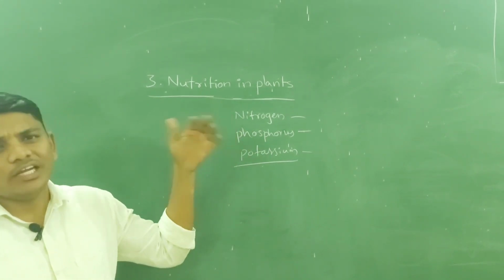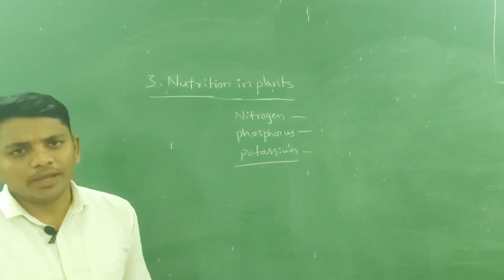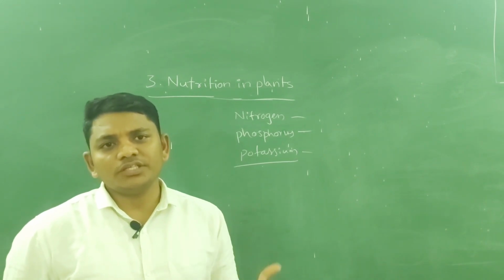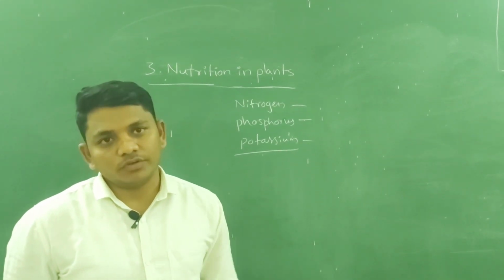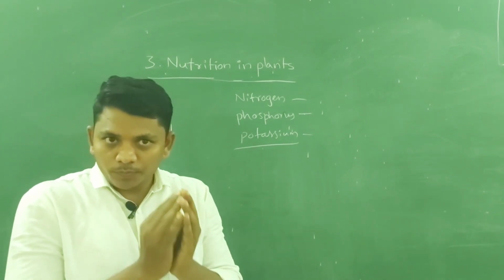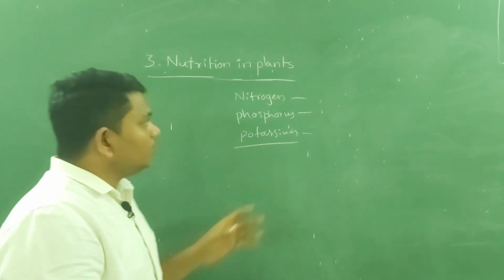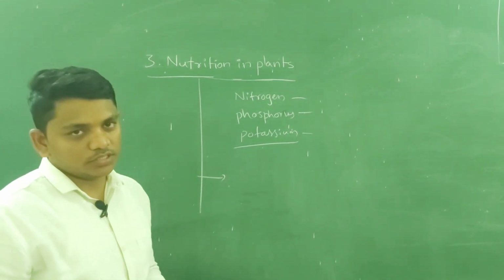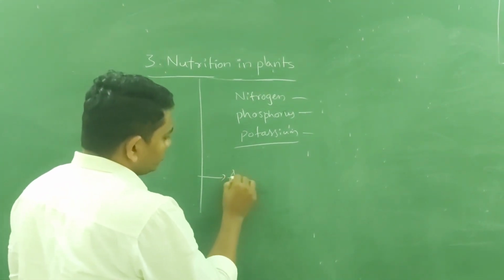For different types of activities within the plant, they need energy. To get energy, they need nutrition first. Let us discuss how nutrition takes place in the plant. In the plant, we can see one type of nutrition process, that is called autotrophic nutrition.